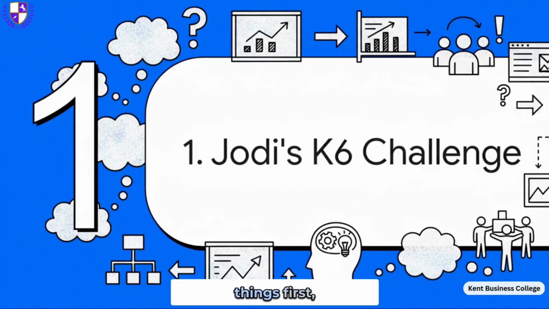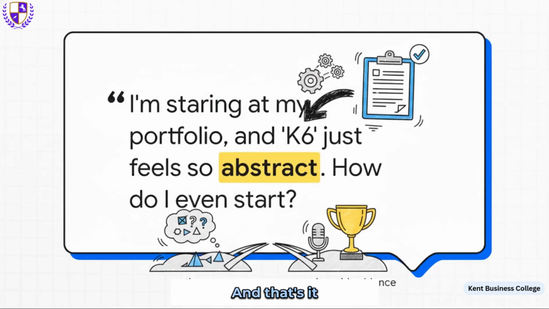Okay, so first things first, let's really get inside Jody's head for a minute and understand the exact problem she's facing. I have a feeling this is going to sound pretty familiar to a lot of you. And that's it right there, isn't it? K6 can just feel so theoretical. You're thinking, how on earth do I turn this abstract idea into actual real-world evidence for my APT and portfolio? How do I even talk about it without sounding like I'm just reading from a textbook? That's the gap we're going to close for you today.